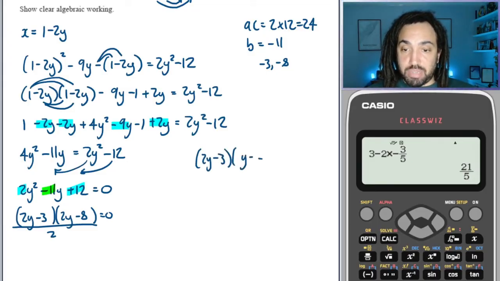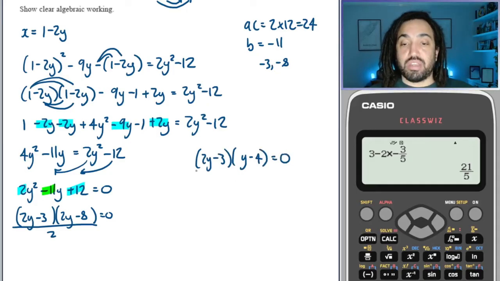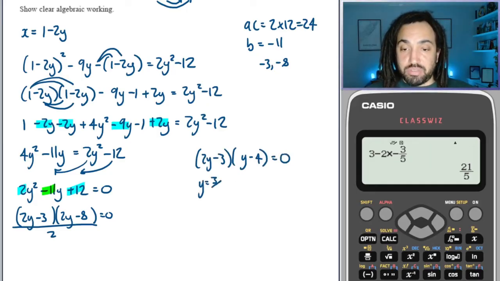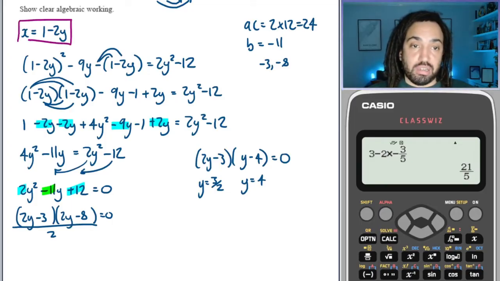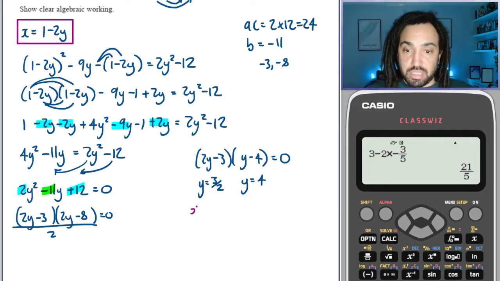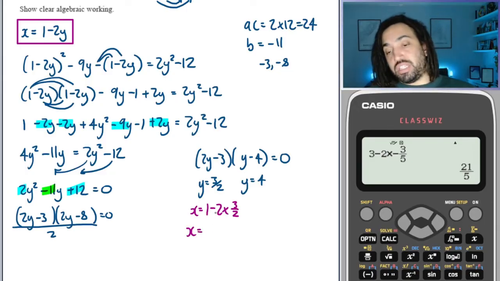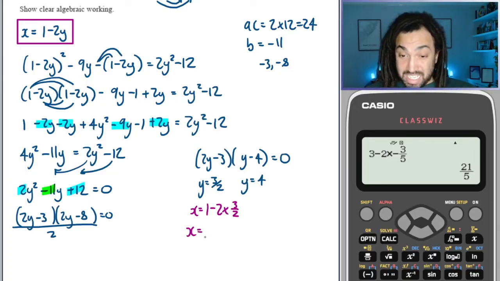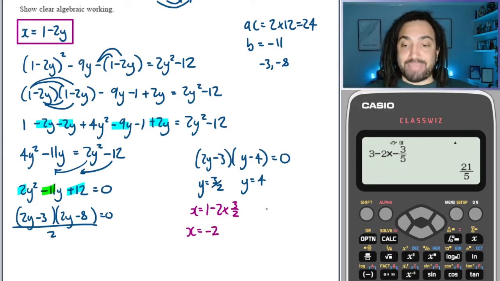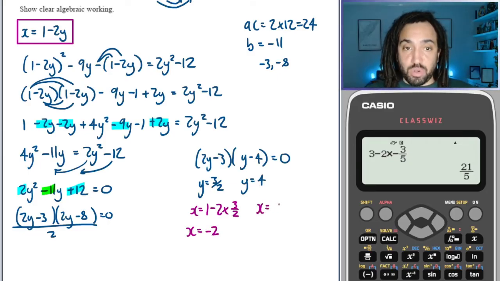And this gives me y minus 4 is equal to 0. This means that y is equal to positive 3 over 2, and this means that y is equal to 4. Now we go back up to the top, we check what's the x equation. So x is equal to 1 minus 2 times by the y. So x here is equal to 1 minus 3, which is minus 2. And then here, when y is 4, we've got 1 minus 2 times 4, which is 1 minus 8, which is minus 7.